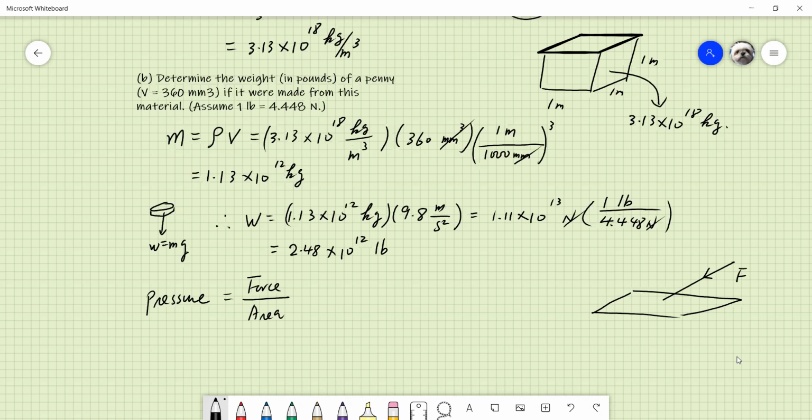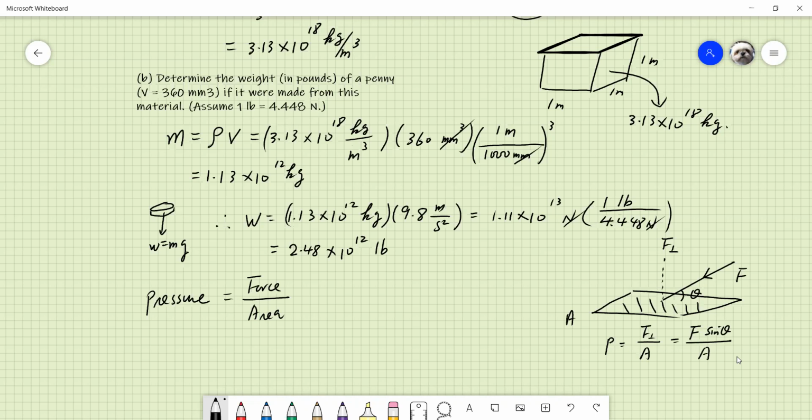Now, the pressure will be the perpendicular component of the force. Let's say the angle here is theta. So therefore, the pressure here will be equal to what? I'm going to call it F perpendicular divided by A, where A will be the area of the surface. So in this case, it will be F sine theta divided by A.